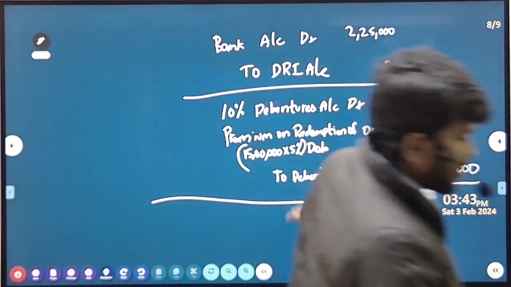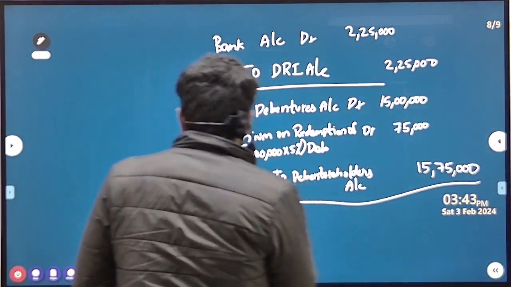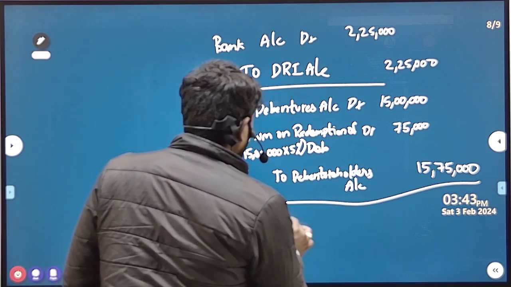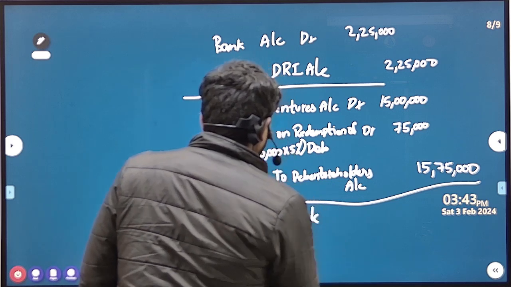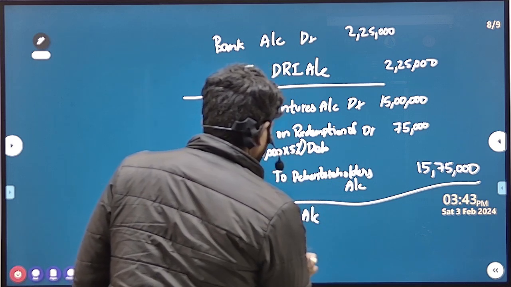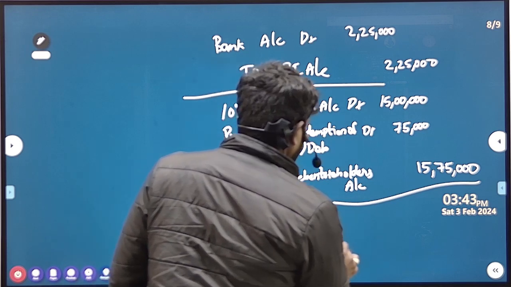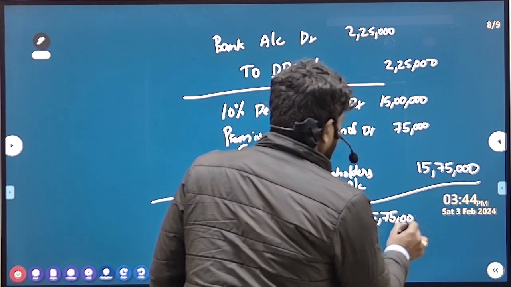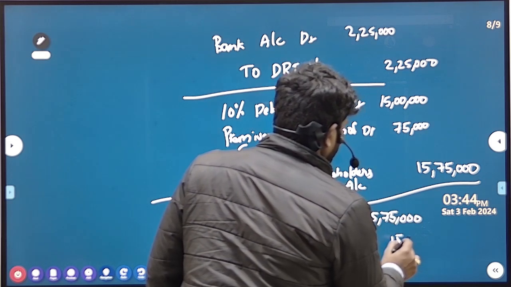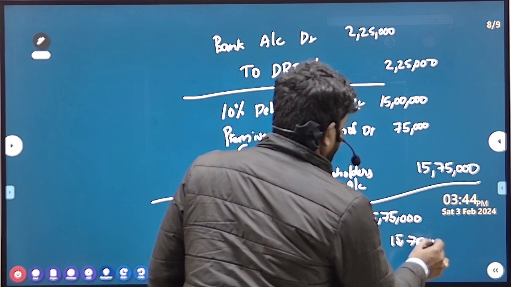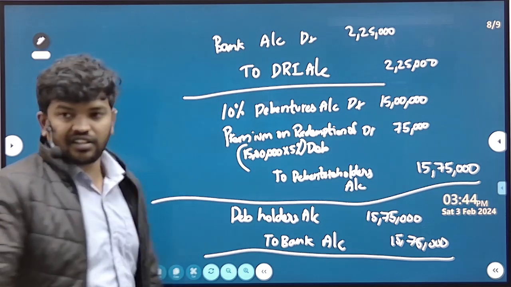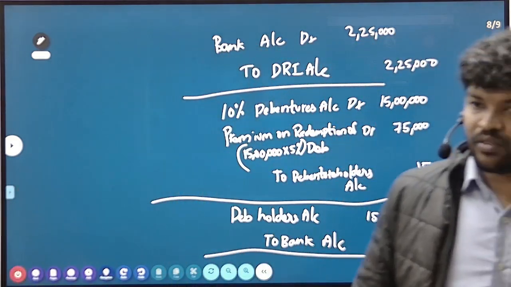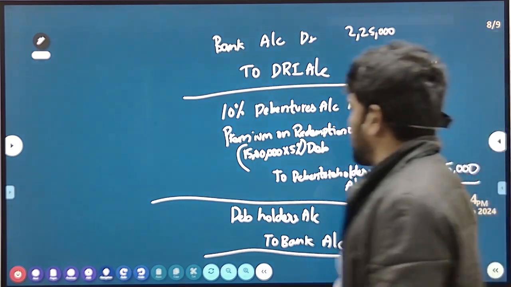Now, pay back to the debenture holders. Debenture holders account debit to bank account, 15 lakh 75,000. Clear? Clear till now?